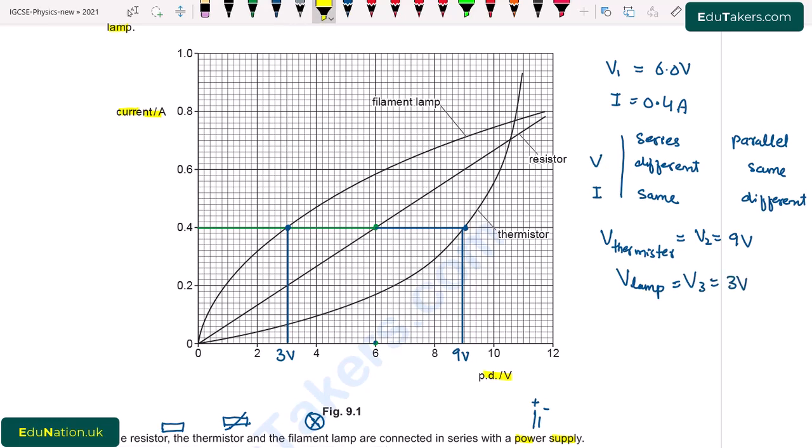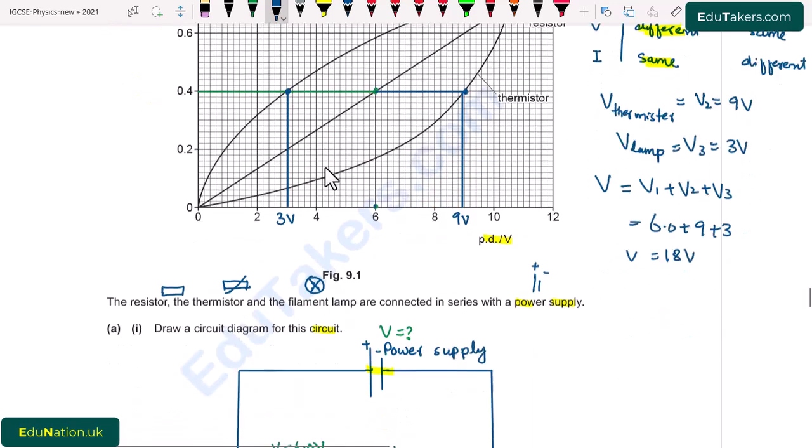And in series combination, the potential difference is different, but the total current is same. Now we have to calculate the total potential difference. It will be equal to the sum of all of these values. So I write here V is equal to V1 plus V2 plus V3. It will be equal to 6.0 volt plus 9 volt plus 3 volt and it comes to be 18 volt. So this is the potential difference across the terminals of power supply.